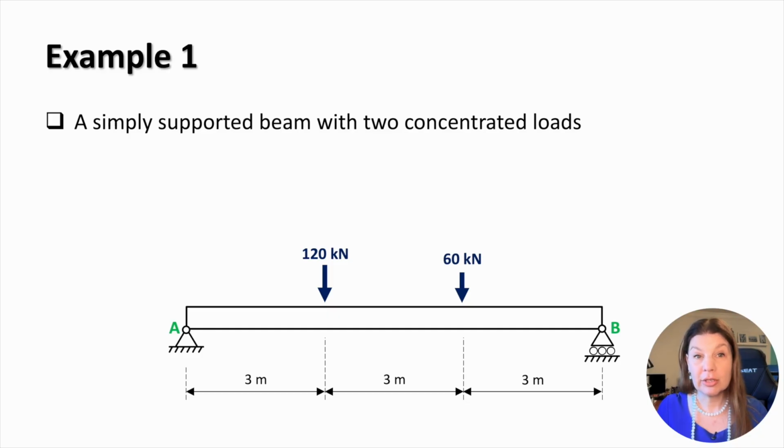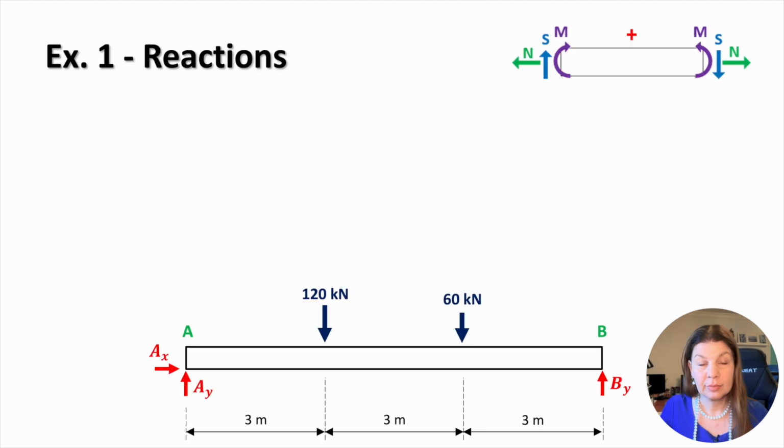And now that we've discussed the approach, let's begin with example 1, which considers a simply supported beam carrying two concentrated loads. The beam span is divided into equal segments and two loads are applied along the beam. Our goal is to determine the support reactions, the axial force, the shear force, and the bending moment diagrams. The first step in beam analysis is to determine the support reactions. We have a pin support at A, so that gives two reactions, AX and AY, and at B we have a roller support, so one reaction, and in this case it's in the vertical direction, so BY.